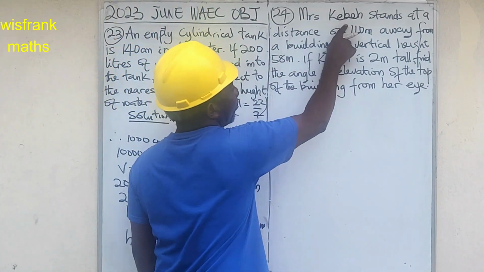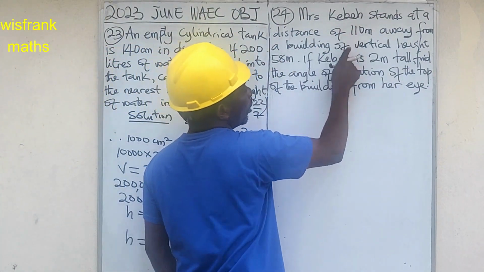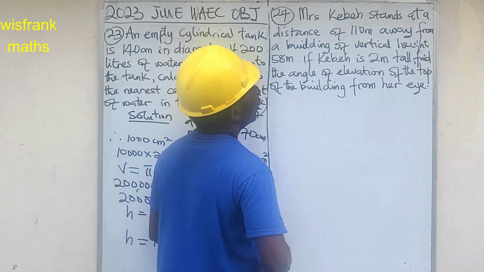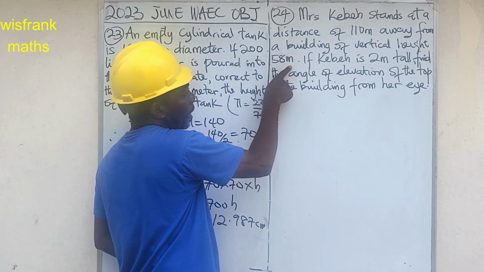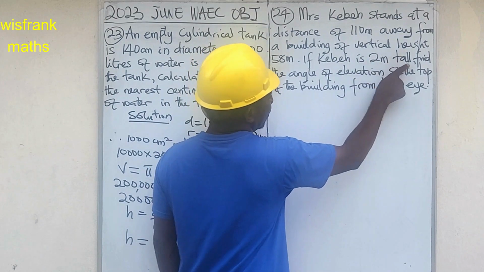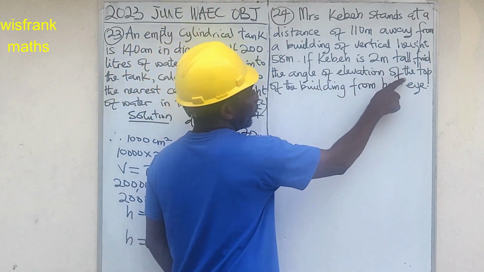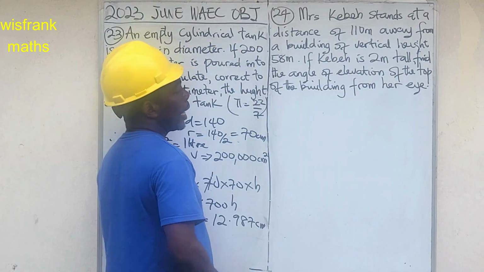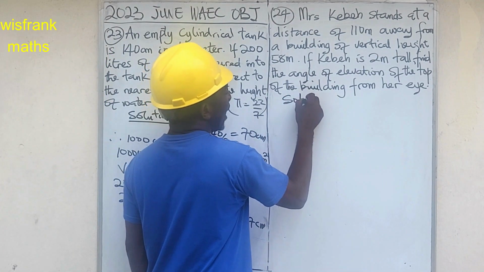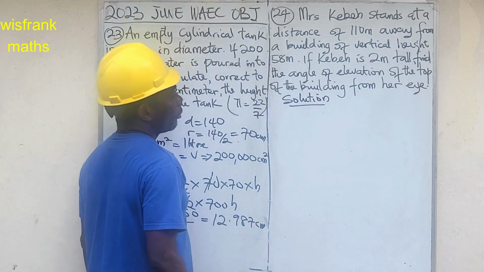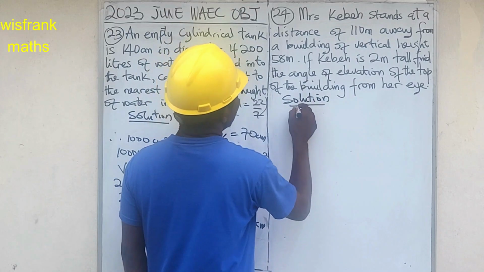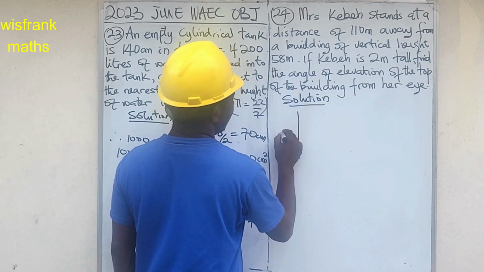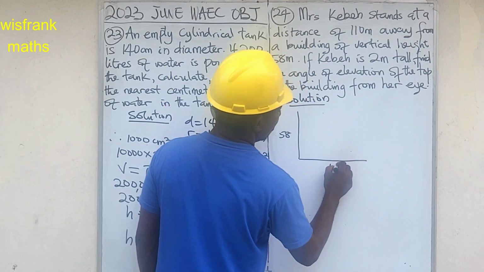24. Mrs. Heber stands at a distance of 110 meters away from a building of vertical height 58 meters. If Heber is 2 meters tall, find the angle of elevation of the top of the building from her eyes. So from her eyes, the angle of elevation to the top of the building, we have this: the vertical height is 58. Then the distance is 110.